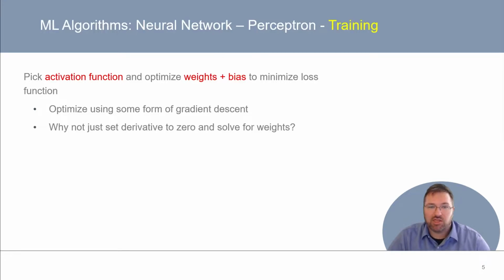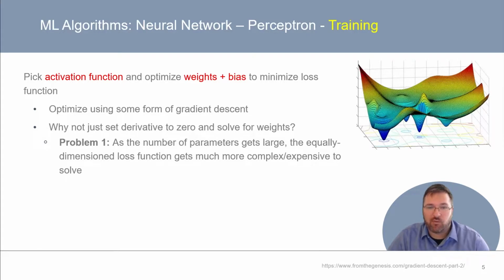So why might we not just set the derivative of our loss function equal to 0 to solve for the weights here? Well, in contrast to solving for a single parameter, as the number of weights and bias parameters gets larger, with a more complex perceptron or network, the equally dimensioned loss function gets much more complex and computationally expensive to solve, where solving the loss function means finding the unique values for all parameters that yields the lowest overall error.